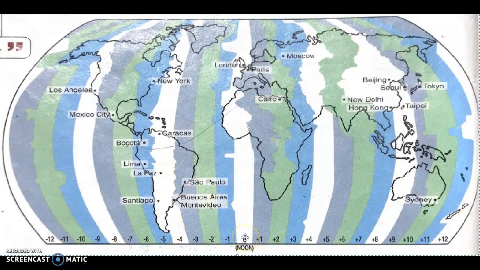Always I'm going to locate on 0 or noon. Here, for example, what time is it in Moscow? Okay, 12, 1, 2, 3. More or less here it is. It's Moscow, it's like 2 o'clock. Okay, so this is how it works.